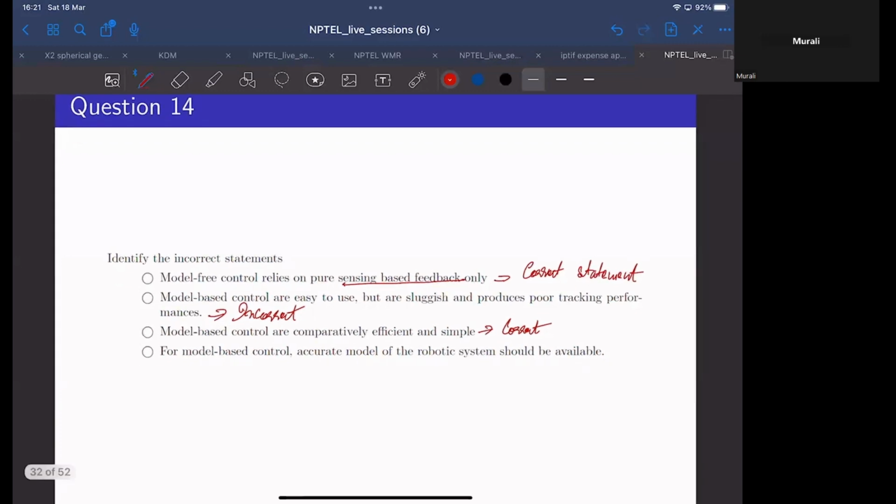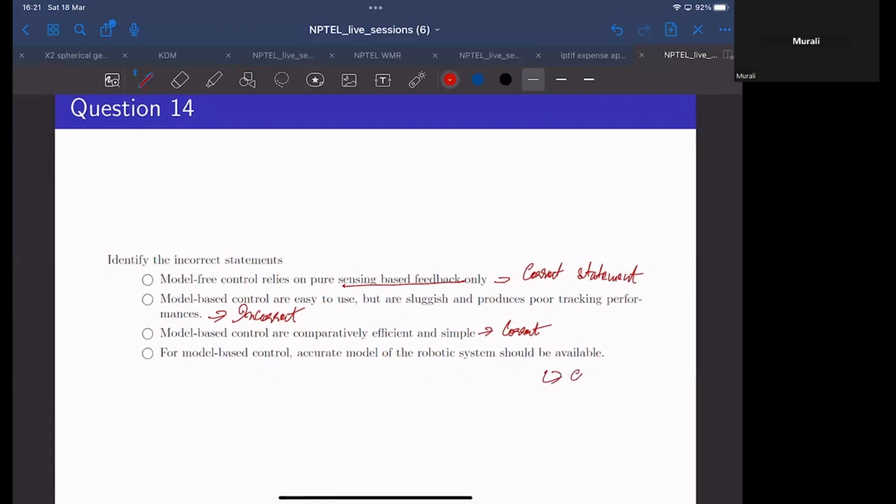The fourth option says that for model-based control, an accurate model of the robotic system should be available. That is also correct. A model should be as accurate as possible to the actual robotic system. Otherwise, the robot might not be able to track a desired trajectory or a set point, because the controller would depend on the accuracy of the model. And if it is only a model-based control, depending on the accuracy level, it can drift away from the desired trajectory. So out of all the 4 options, the only incorrect option is option B.